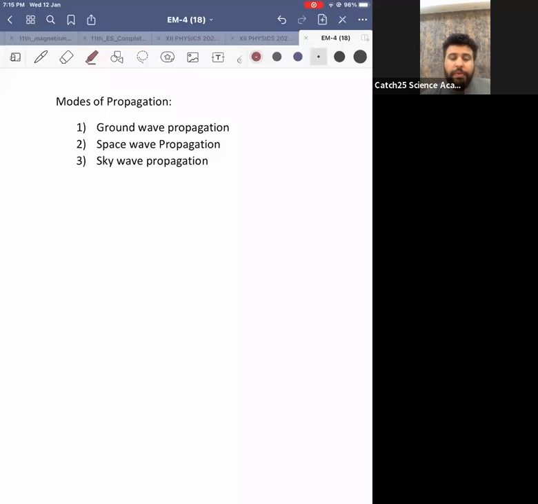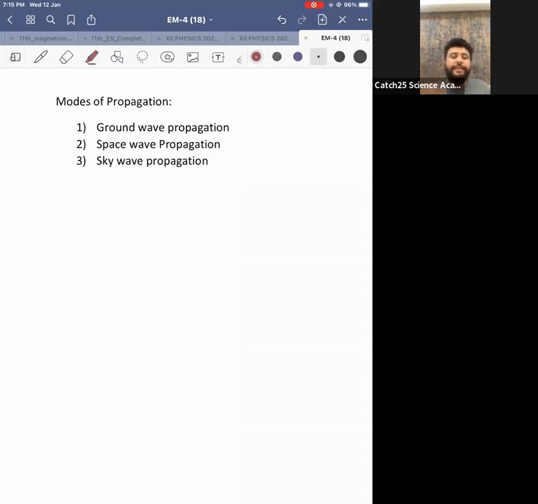So you have to remember also in that order. If I ask you which are the three modes of propagation, you will tell me first one is ground wave propagation, then is space wave propagation, and then is sky wave propagation. Is it clear? Ground wave, space wave, and sky wave.